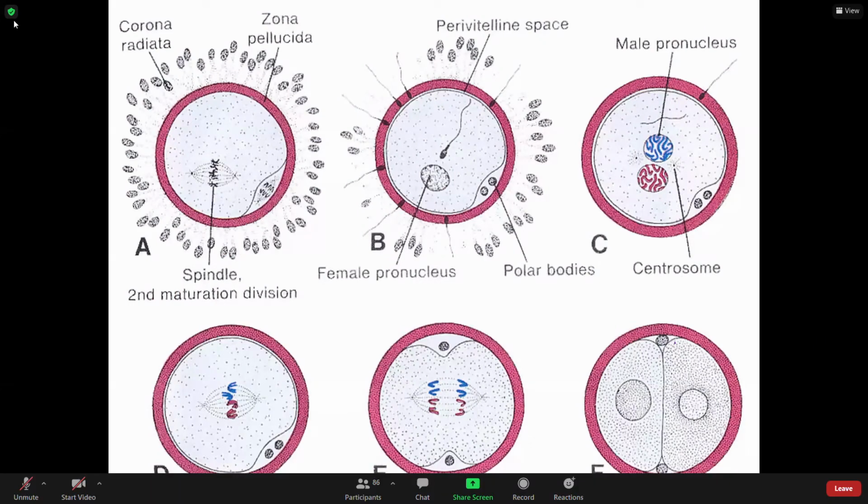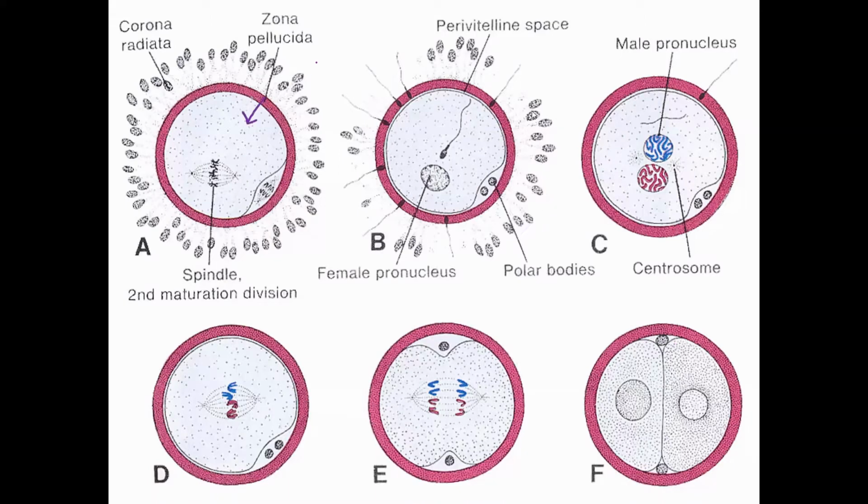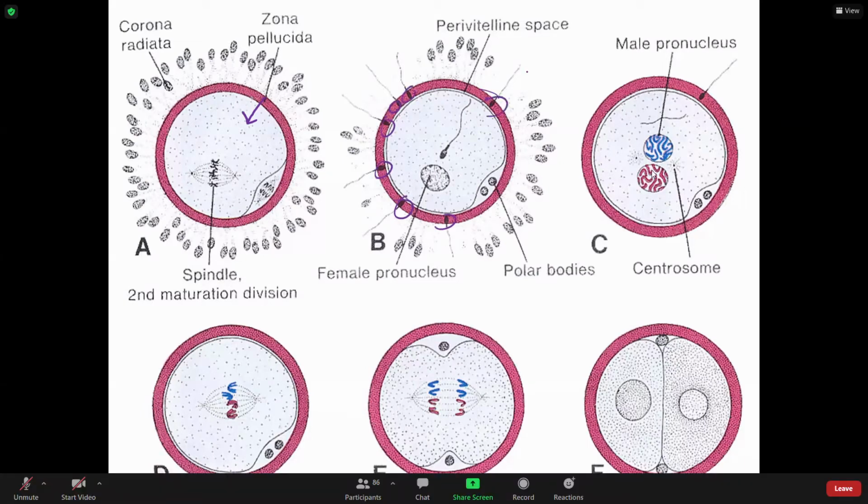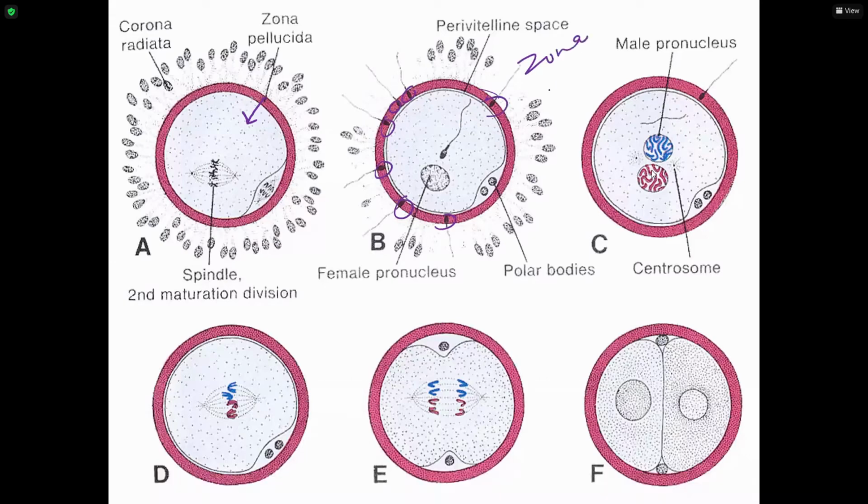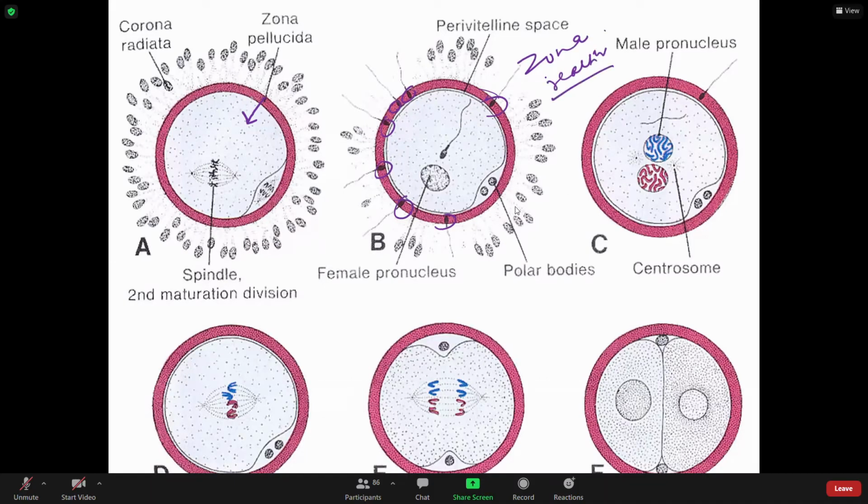So the sperm penetrates the corona radiata, then the zona pellucida. After one sperm penetrates the zona pellucida, there will be a zona reaction to prevent polyspermy. Once one sperm fertilizes, the others should be blocked. So you can see here, these are all blocked. Why? Because of the zona reaction, a certain reaction that inhibits further penetration of spermatozoa.